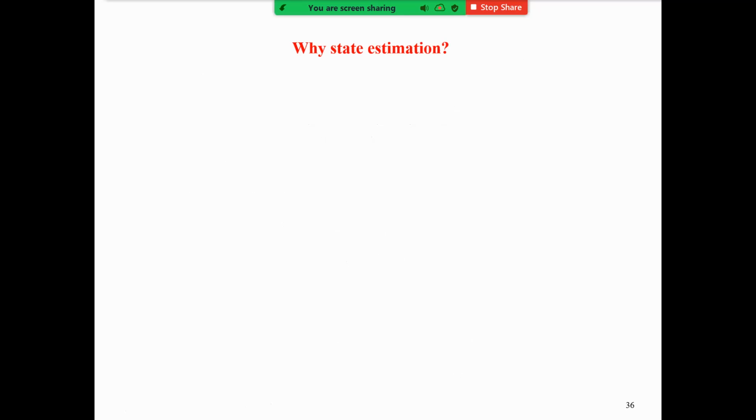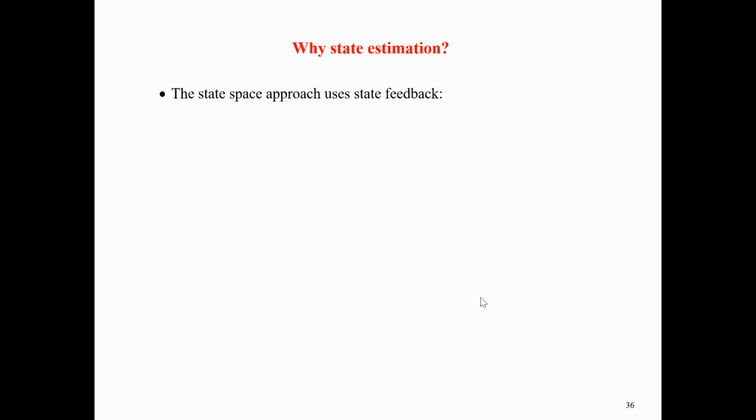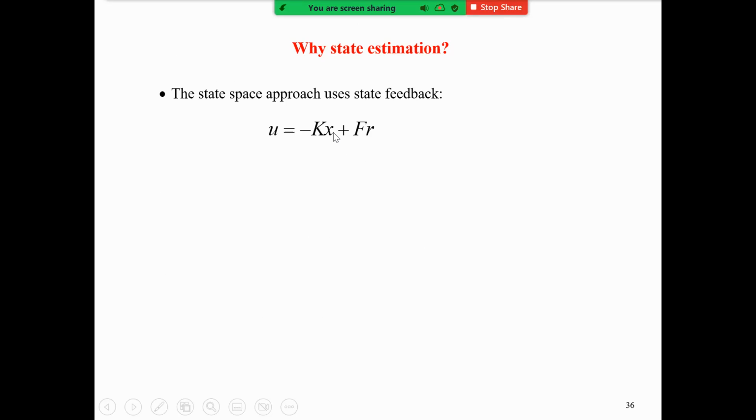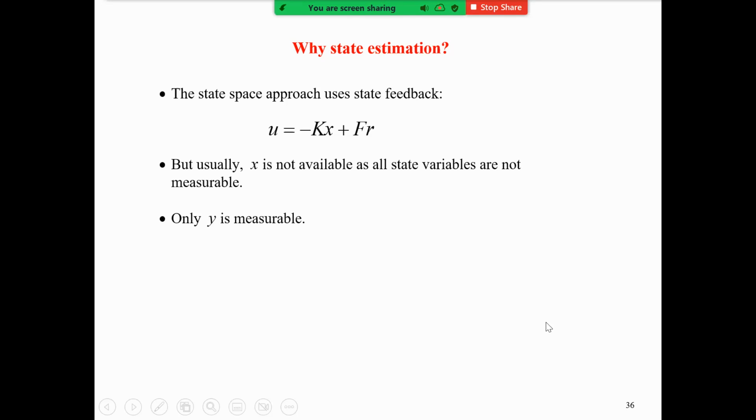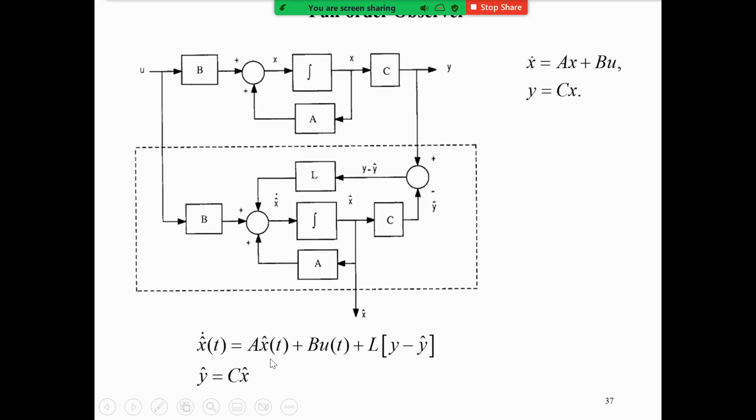Now, the final subject is the state estimation. We know the state space approach uses state feedback, but we need to know all the signals of the state vector. But in reality, X is not available. What we can observe is the output. So to implement this controller, we need to know the state vector. Therefore, we need to estimate that.